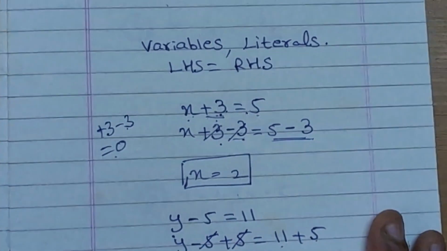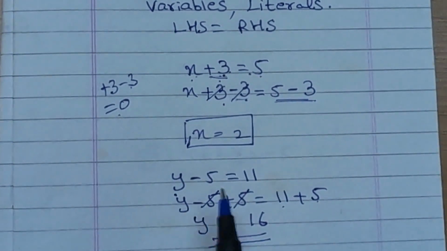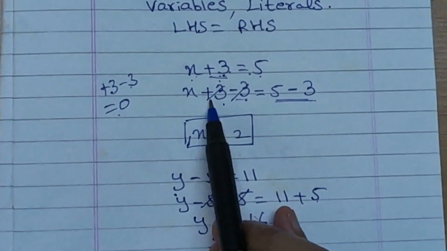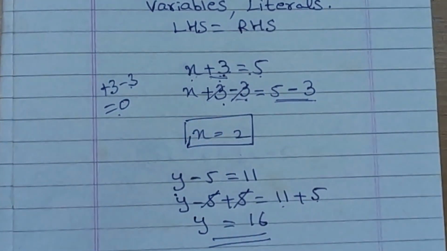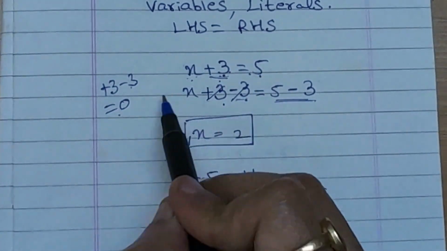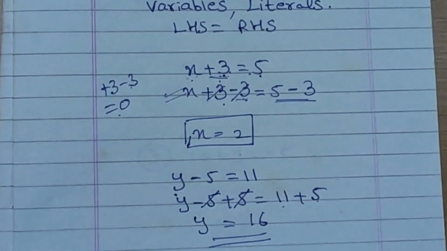So same way for multiplication and division also. If we multiply LHS by any number, we have to multiply RHS also by the same number, and same is true for division also. Okay, but we don't have to write so many steps. We will solve the equation by transposing. Like we have x plus 3 equal to 5. We have written this step. We are subtracting 3 on both sides.